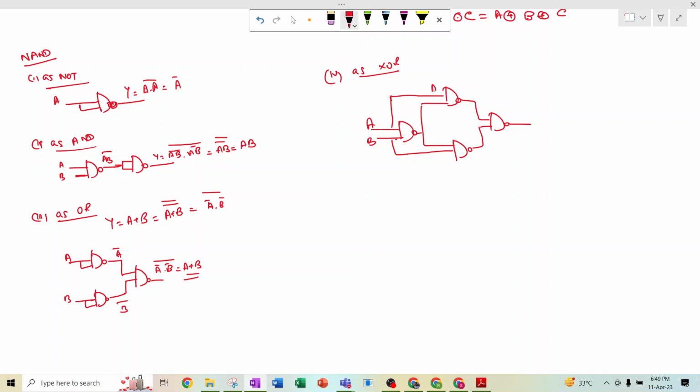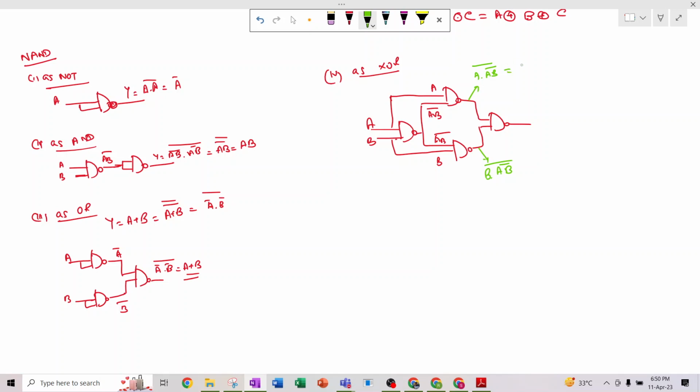Suppose there is A, so this is A, and this thing is A B bar. Okay, this is A B bar and this is B. So at one gate the output will be A dot (A B bar) whole bar, and here also the output will be B into (A B bar) whole bar.